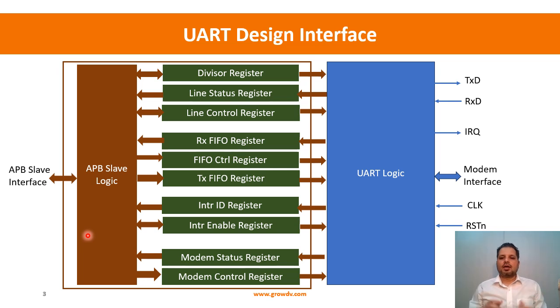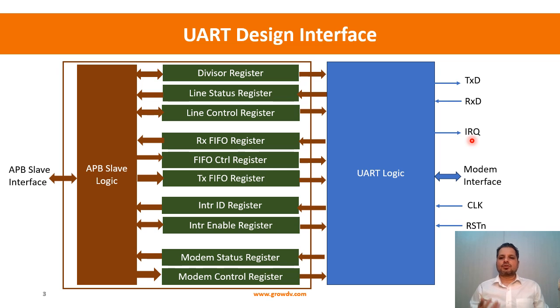That's the overall big picture for you. On one end you will have the APB slave interface. This part of the design interface, we also call it an application side interface, because it interfaces to the processor, and the processor accesses this design through this slave interface. Another interface that goes towards the processor is the IRQ.